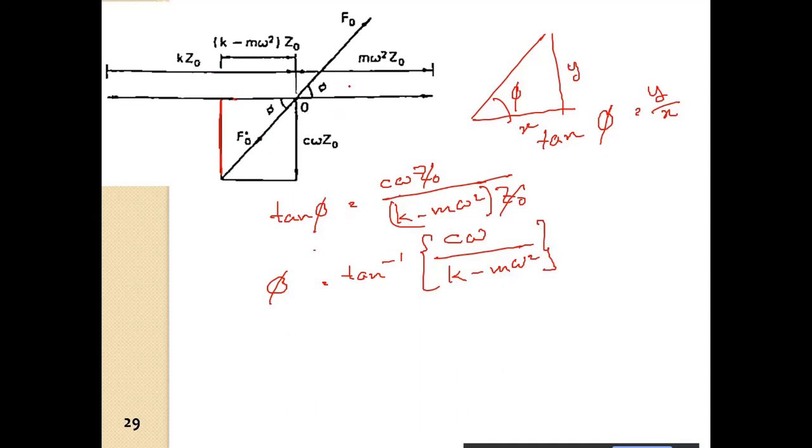The resultant phase with the displacement, with the applied force, that is. Ultimately phi will depend on the applied force and the response of the system.